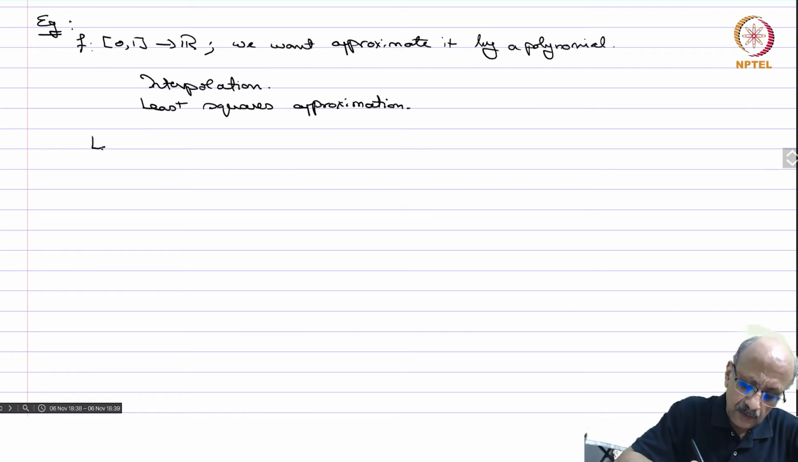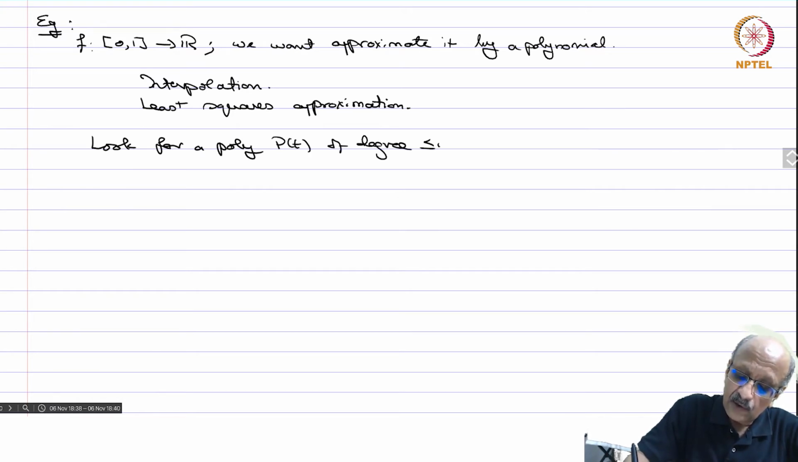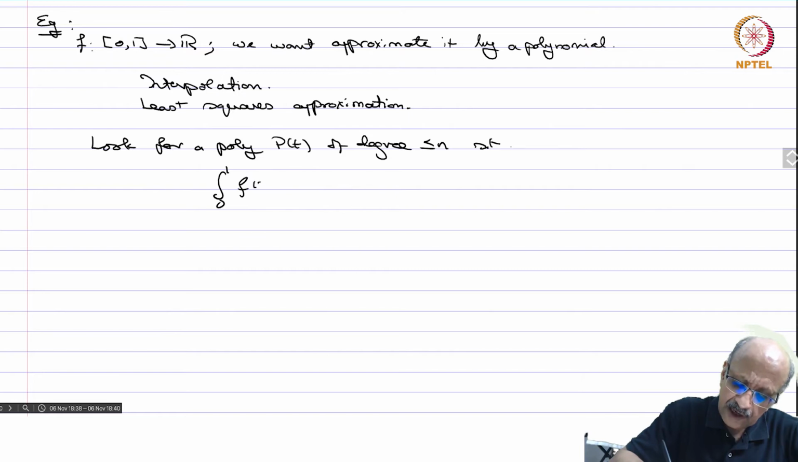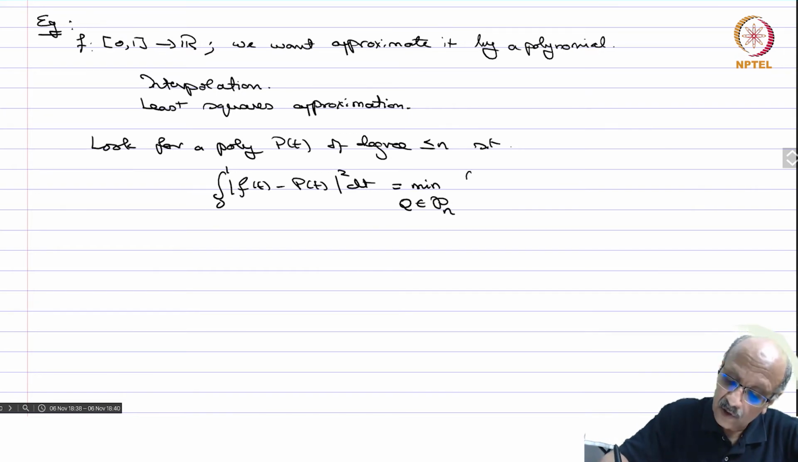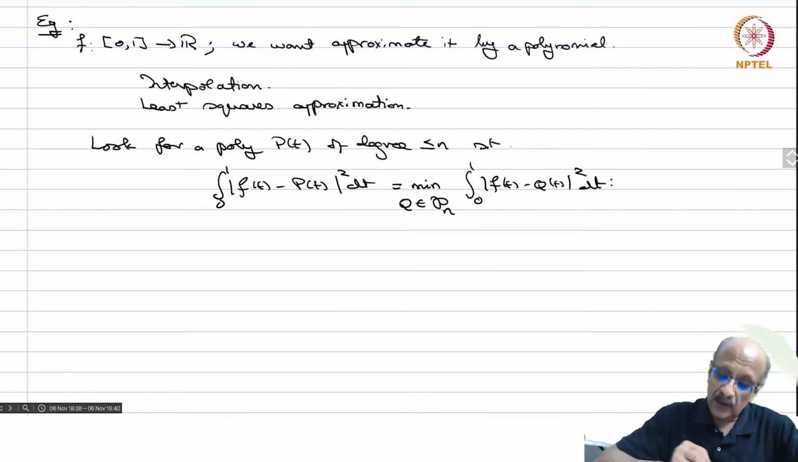You look for a polynomial p of t of degree, let's say, less than or equal to n, such that the integral from 0 to 1 of (f(t) minus p(t)) squared dt is equal to the minimum over all polynomials q in Pn of the integral from 0 to 1 of (f(t) minus q(t)) squared dt. Okay, so what is this?